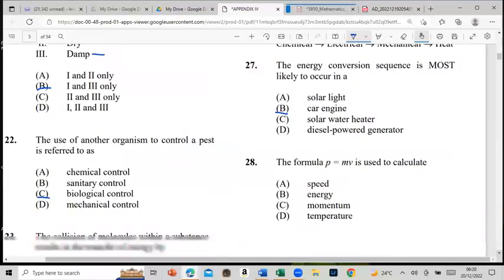Let's go. 28. The formula P equals mv is used to calculate A, the speed, B, the energy, C, the momentum, or D, the temperature. And that would be momentum.